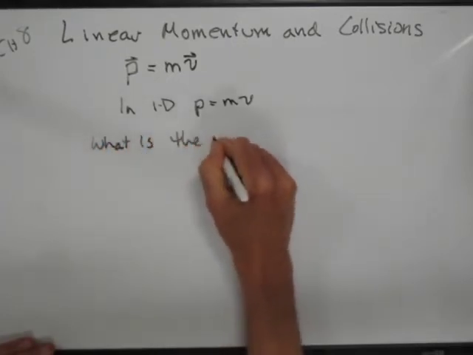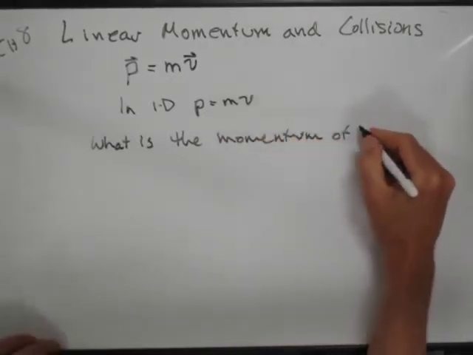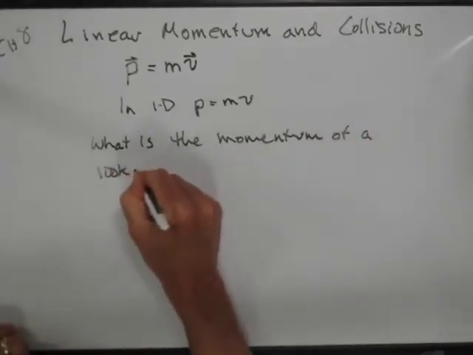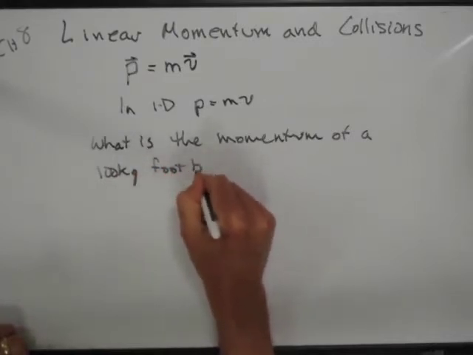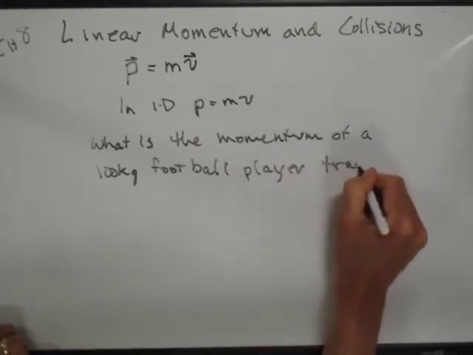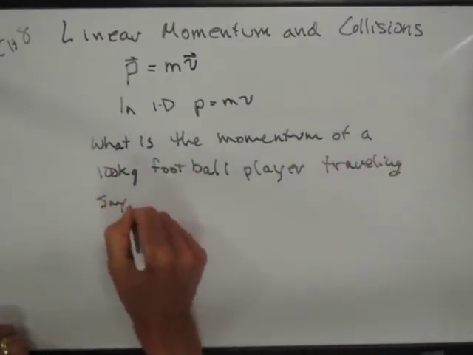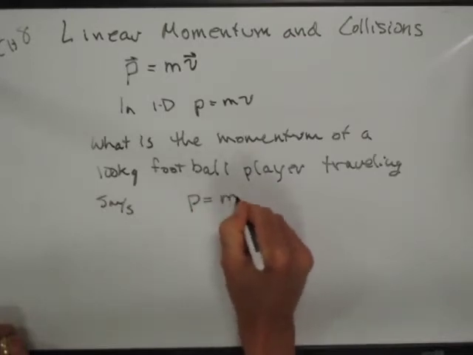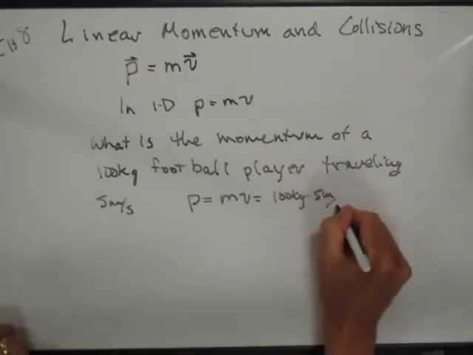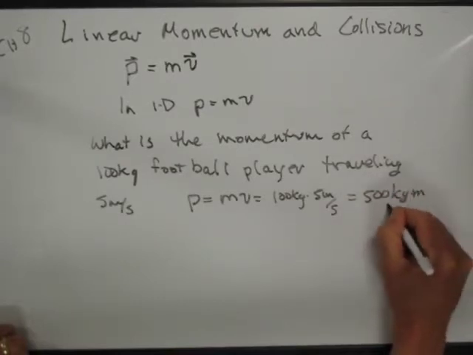What is the momentum of a 100 kilogram football player traveling 5 meters per second? We just use p equals mv, and that's 100 kilograms times 5 meters per second, which is 500 kilogram meters per second.